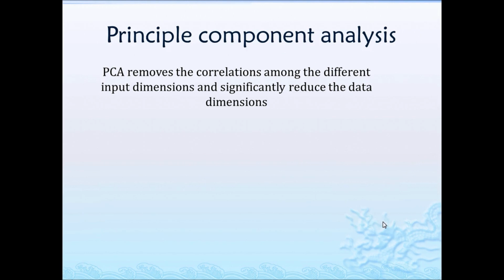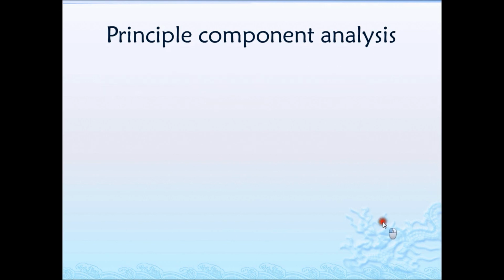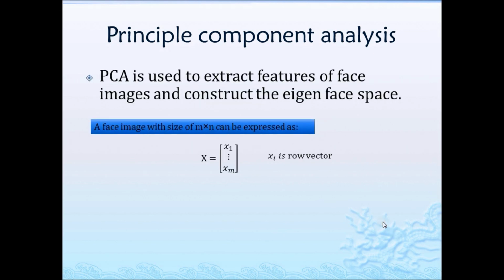Here is the introduction to PCA. PCA can use low-dimensional vectors to reconstruct the original high-dimensional images by removing the correlations among the different inputs. Here we use PCA to extract the features of face images and construct the eigenface space.